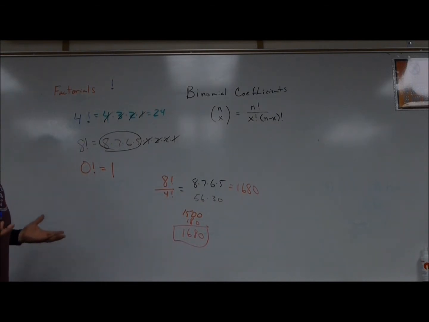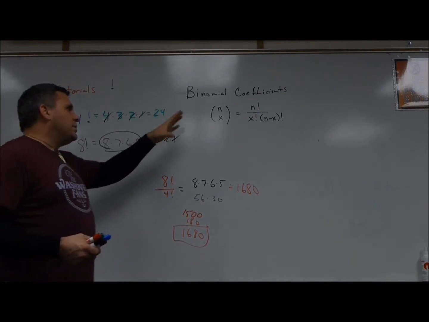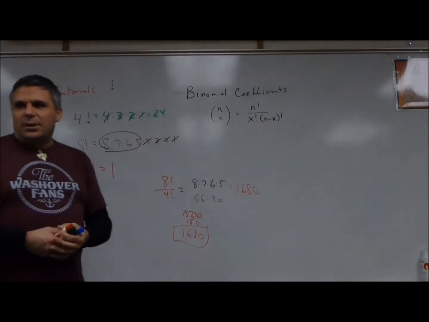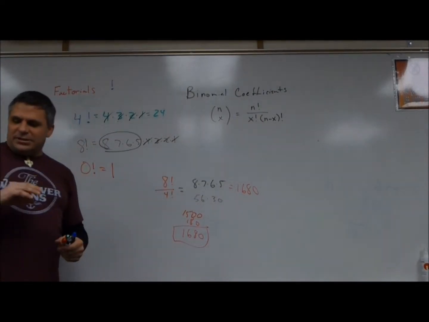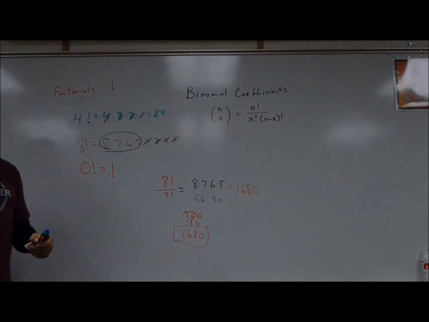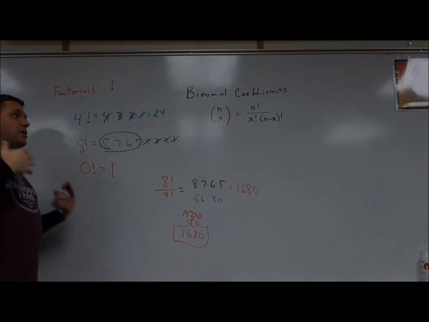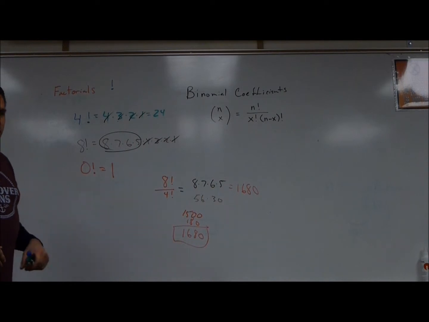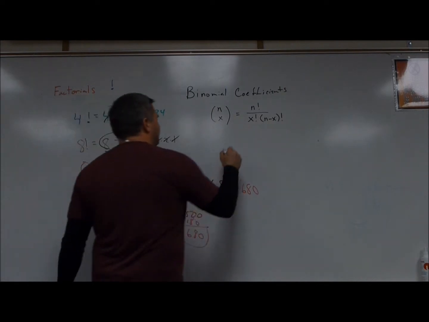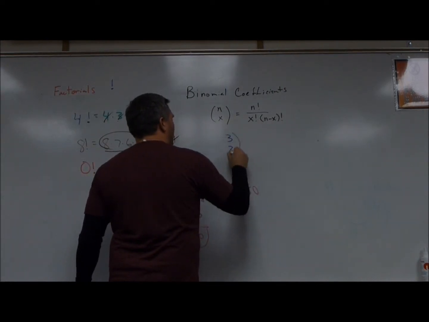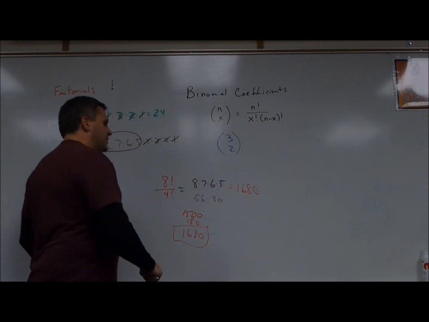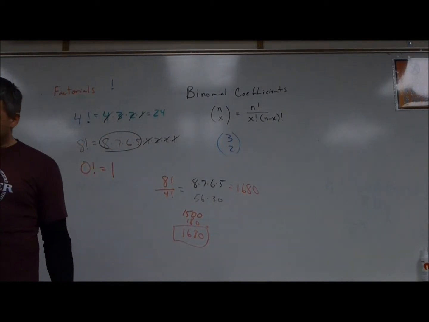And that's the basics that we need in order to start doing binomial coefficients. Binomial coefficients are a start to understanding binomial probabilities. But first we have to know how to do a binomial coefficient. So let's do one, the one that's on the test: the binomial coefficient of 3 over 2.